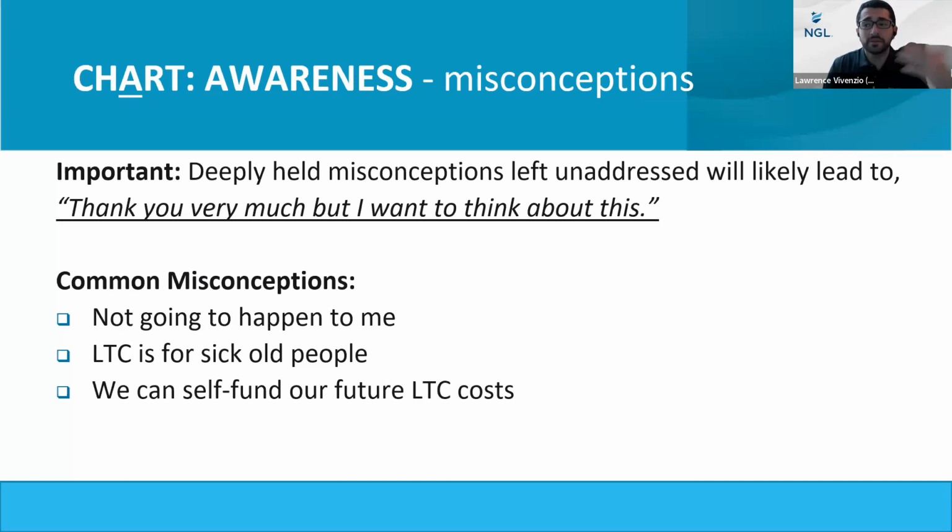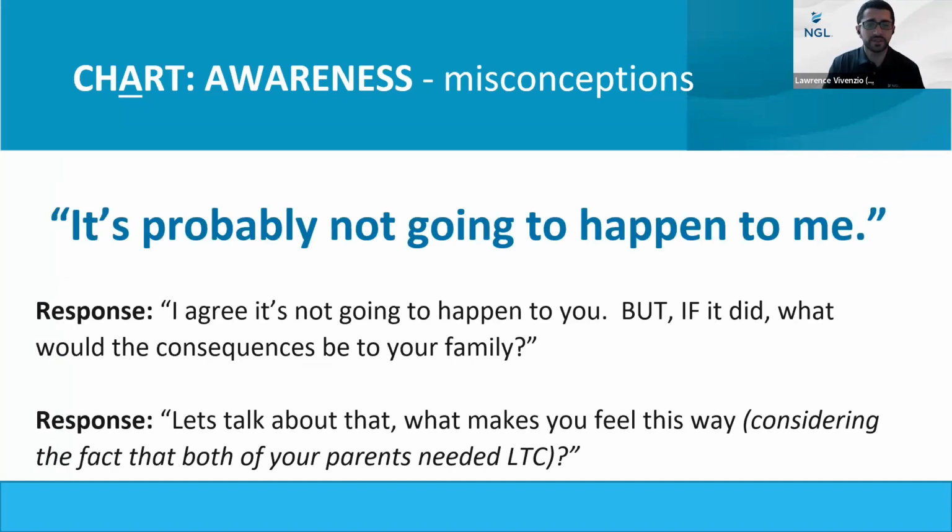So, some of these common misconceptions, and we have to address them. This isn't going to happen to me. We already addressed this is for old sick folks, right? This isn't for me, or we can self-fund. Let's talk about some of these things. This probably isn't going to happen to me. Well, I agree, Joey. This isn't going to happen to you. But if it did, what would the consequences be to you and your family? What's making you feel like this is never going to happen to you?